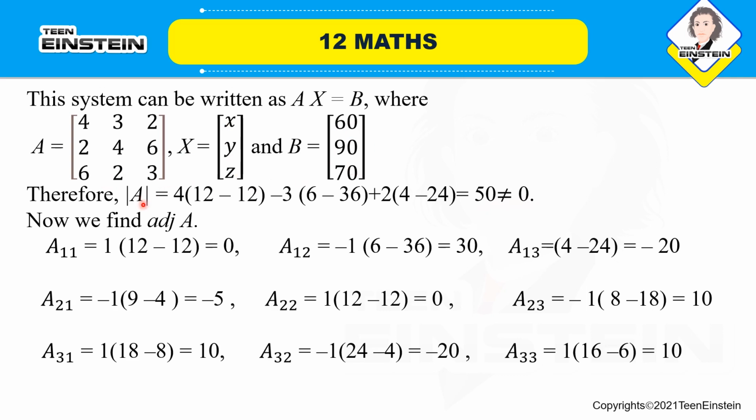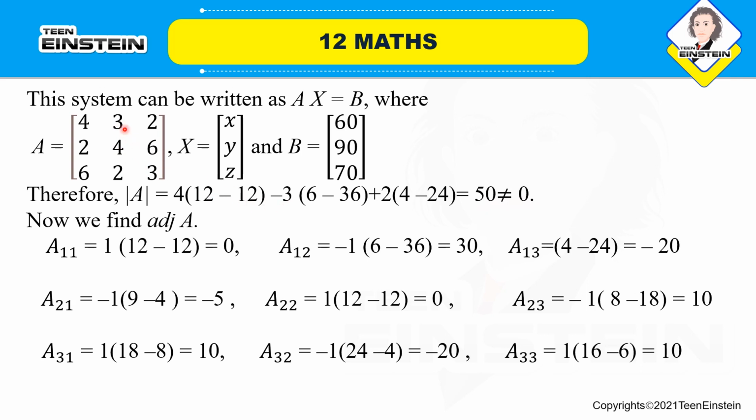Now I am finding determinant A. We are expanding along the first row. So 4 into, you'll be getting the 2 by 2 matrix 4, 6, 2, 3. So in the downward arrow, this is 12 minus the upward arrow 12. Okay, so 4 into 12 minus 12. In the 1, 2 position, we have the element 3. So for this position you will be getting a minus sign.